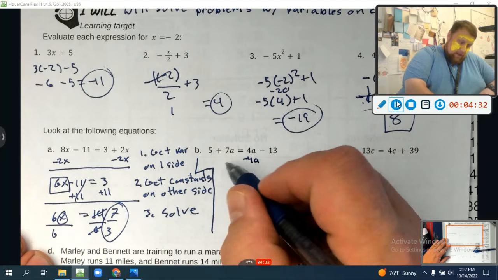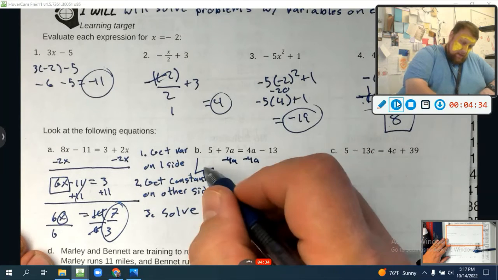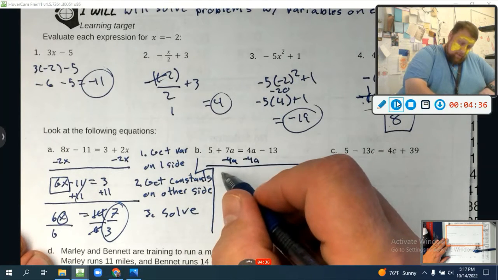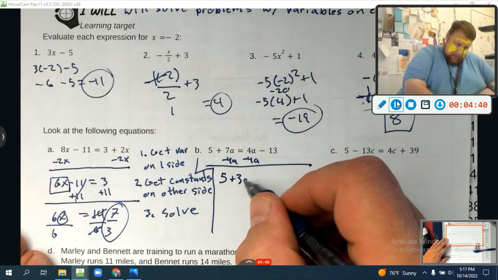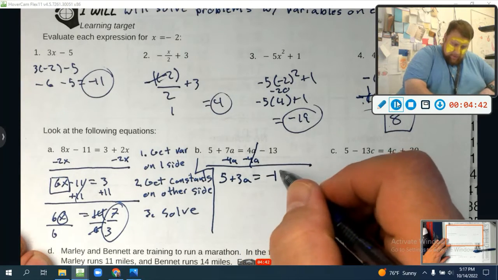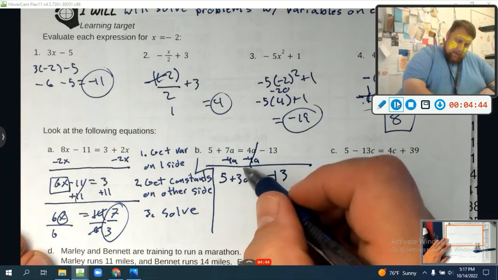And now I want to get rid of that 3, and it's multiplication. Undo that with division. Division, a equals. What's a negative divided by a positive? It's negative. 18 divided by 3 is 6. A equals -6. Look at that.